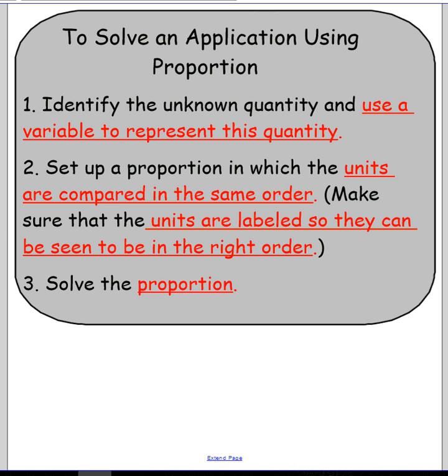So sometimes we're going to get story problems where we can use this to solve. We're going to first identify the unknown quantity, and we'll use a variable such as x to represent this unknown quantity. And then you'll set up a proportion in which the units are compared in the same order. Again, make sure you're setting up your proportions in the same fashion. Helping you do that will be labeling the numbers so you can double check that they're in the right order. And then you can solve the proportion that you've created.